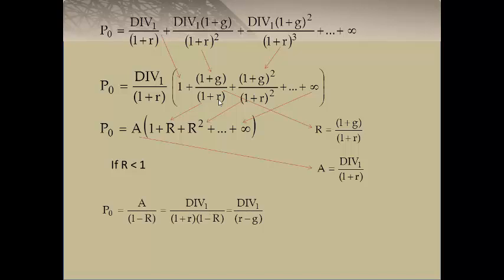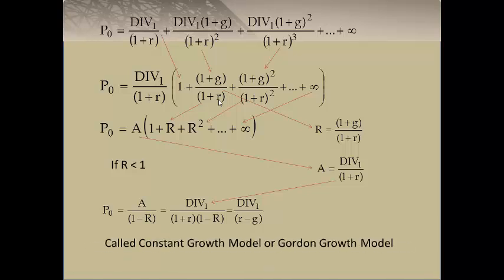Now I'm going to replace the A back. A is Div1 divided by 1 plus R. So P0, which was A over 1 minus R, is now Div1 over (1 plus R) times (1 minus R). And if I simplify this, then I get Div1 divided by R minus g. So that's the Div1 there, 1 plus R. And this is called the constant growth model or the Gordon model.